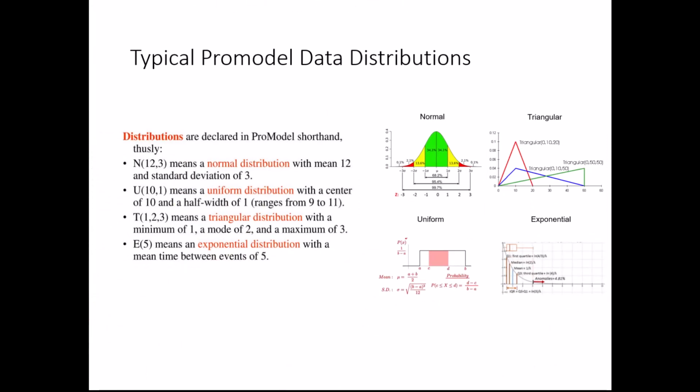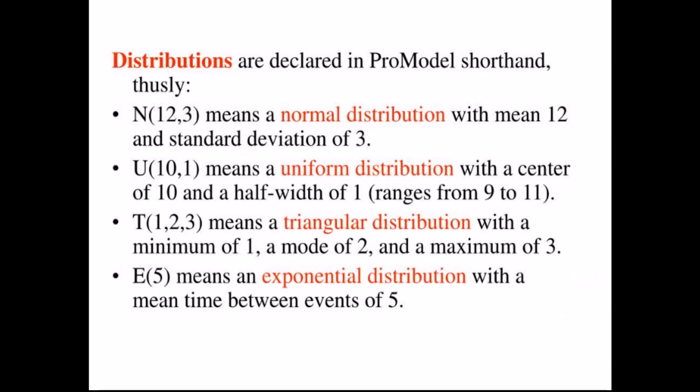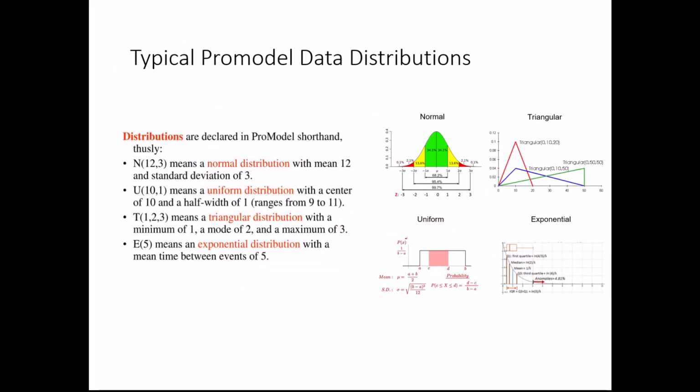You also have the U distribution, which is uniform. 10,1 means a center of 10 and a half width of 1, which means if you interview someone that says, my data ranges from 9 to 11, then the midpoint is 10 and the range is 2, so half of 2 is 1. That will create your uniform distribution of 10,1.